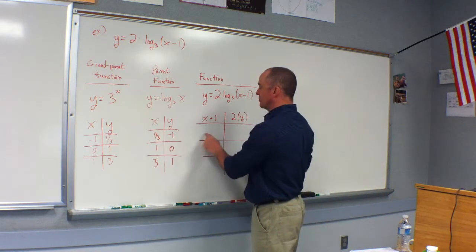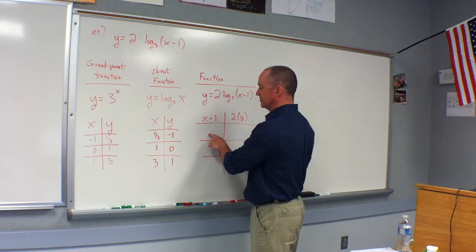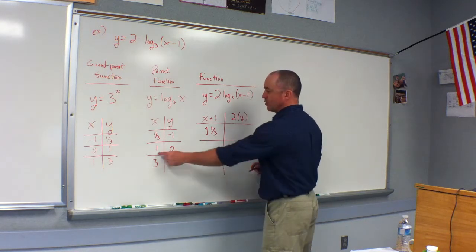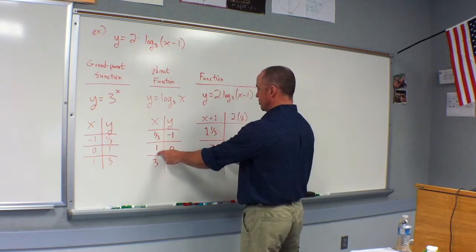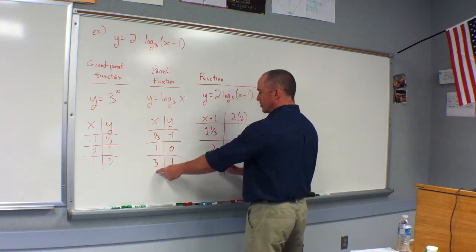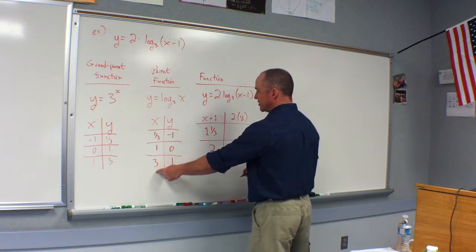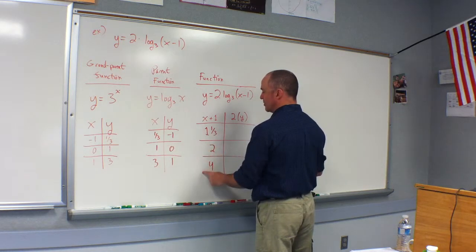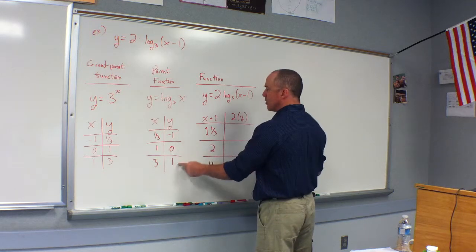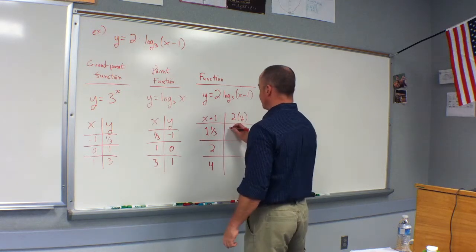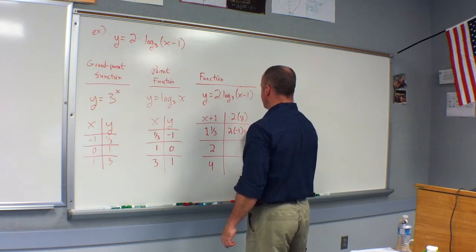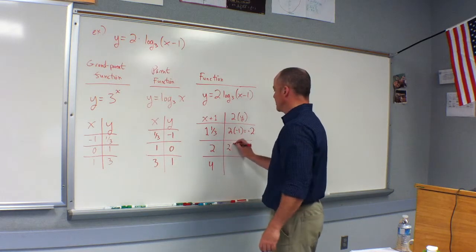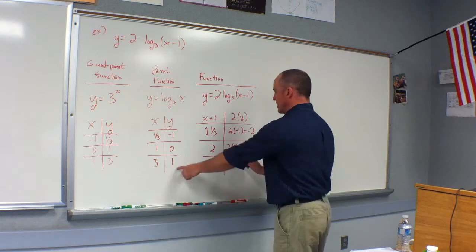Okay, what's 1/3 plus 1? 1 and 1/3. Nice simple answer. What's 1 plus 1? 2. What's 3 plus 1? 4. So now the points I'm interested in aren't 1/3, 1, and 3. They're 1 and 1/3, 2, and 4. Take these y's and just double them. 2 times -1 is -2. 2 times 0, 0. And 2 times 1, 2.